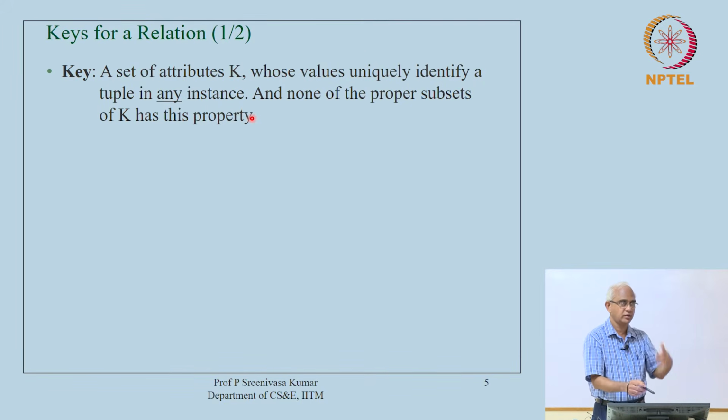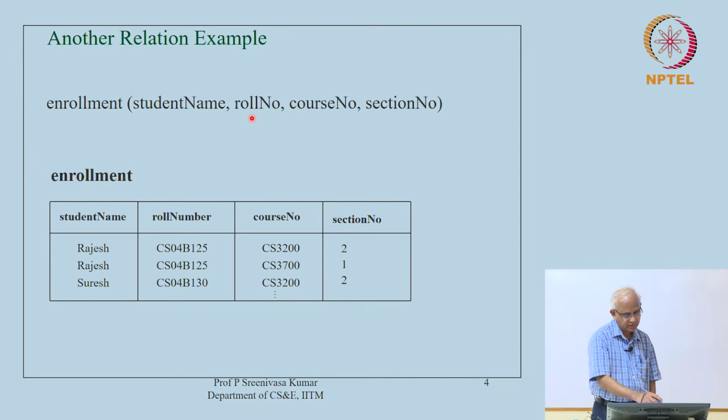A set of tuples are there. So, we want to uniquely identify one tuple. What is it that helps us? If you look at this, for example, what is the key? What do you think would be key here? Can roll number be a key here? Roll number.